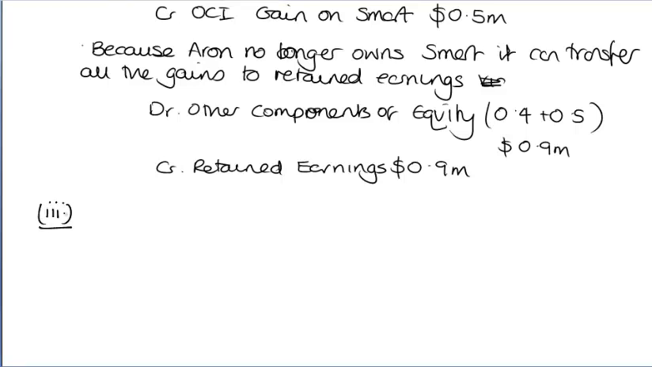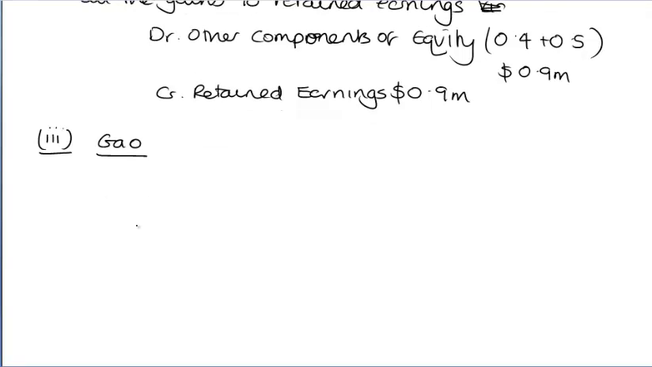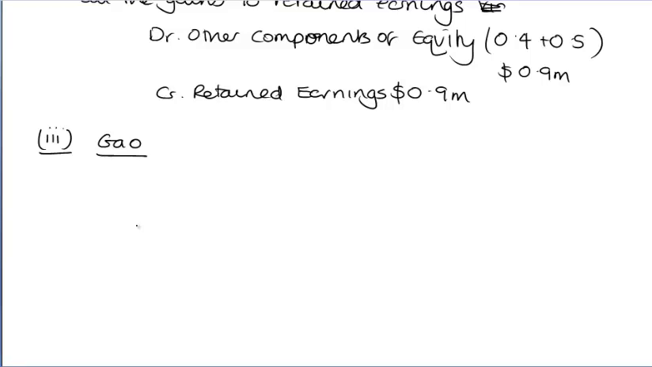Item number 3. We've got our wholly owned subsidiary, which is called GAO, whose functional currency is the zloty. Zloty is the currency in Poland, or used to be the currency in Poland. GAO owns a debt instrument which is held for trading, and we're given the differences to the value. The value's gone from 10 to 12 million.